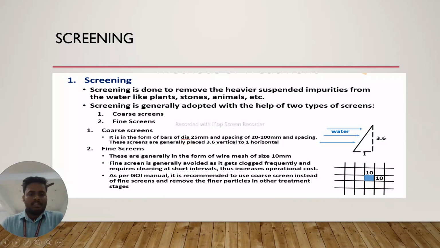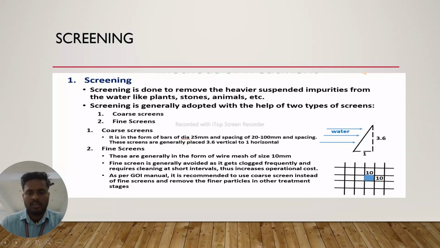Then we move to the fine screen. These are generally in the form of wire mesh. You can see this is a wire mesh of size 10 mm. The fine screen is generally avoided as it gets clogged frequently and requires cleaning at short intervals, thus increasing the operational cost.